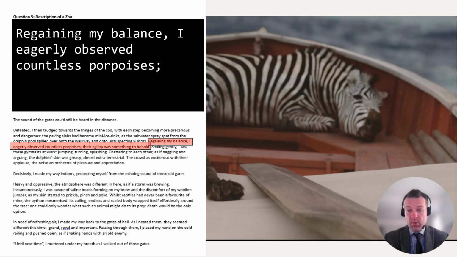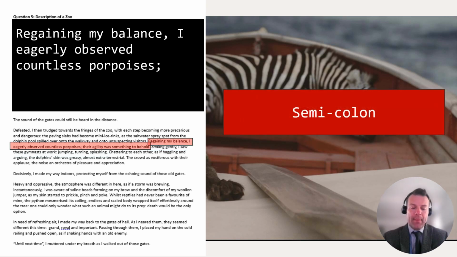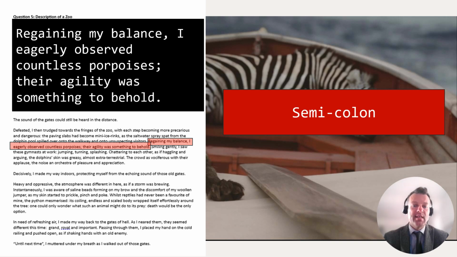So let's move on to the final one, which is the use of a semicolon. The way to remember a semicolon is it's basically two sentences put together, if you like, about the same topic. So instead of using a comma, which would be a comma splice, they are two sentences, both make sense in their own right, each side of the semicolon, but they're about the same topic. So I'm going to be talking about the dolphins again, or the porpoises, as I called them there. Regaining my balance, I eagerly observed countless porpoises; their agility was something to behold. So you can see both are sentences in their own right.